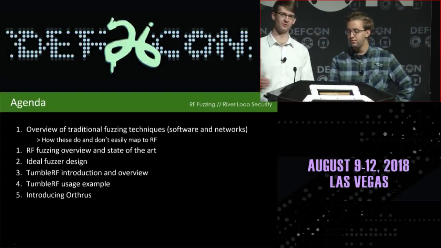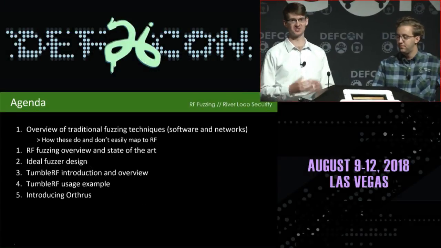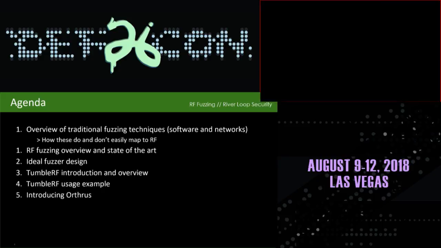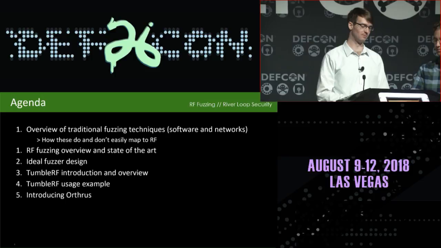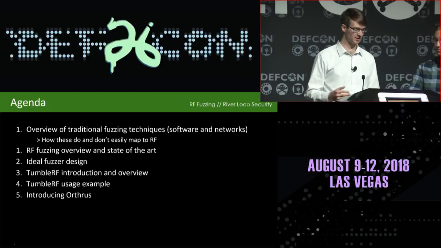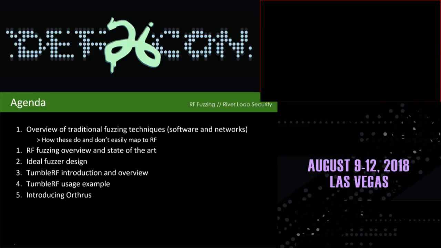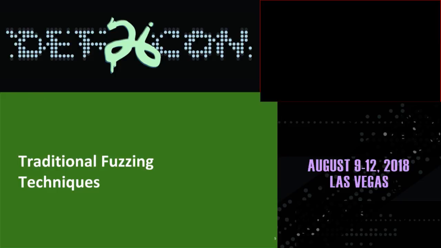Cool. So we're going to kick off with an overview of traditional fuzzing, kind of fuzzing as I think most of us know it. We're also going to comment on how those don't easily map to RF and the motivations behind writing the tool TumbleRF, which we'll talk about later on. We'll talk about some of the design principles that went into it, and then finally we'll come back to that example we showed, show the significance of it, and then we're going to wrap up with ruminations on hardware and where we want to go with this research to enable fuzzing arbitrary wireless protocols.